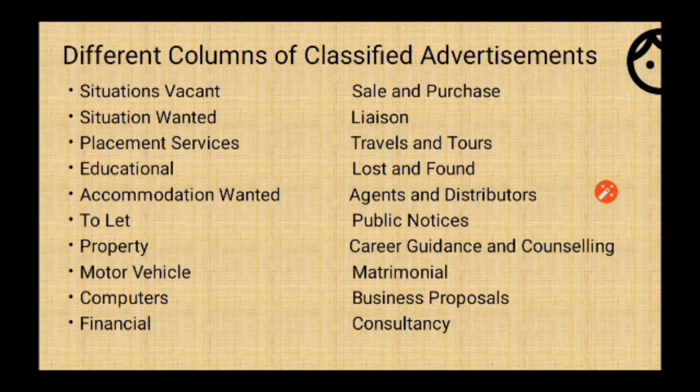Situations vacant, situations wanted. Situation vacant means, for example, an institution is offering a vacancy for a physical education teacher, a vacancy for a clerk, like that. Situation wanted means the persons are applying, giving that I am this much qualified, so I want to get a job. If any institution wishes to call me, please do, and you can give your contact address and your phone number, etc. That is called situation wanted. That's the difference between situation vacant and situation wanted.